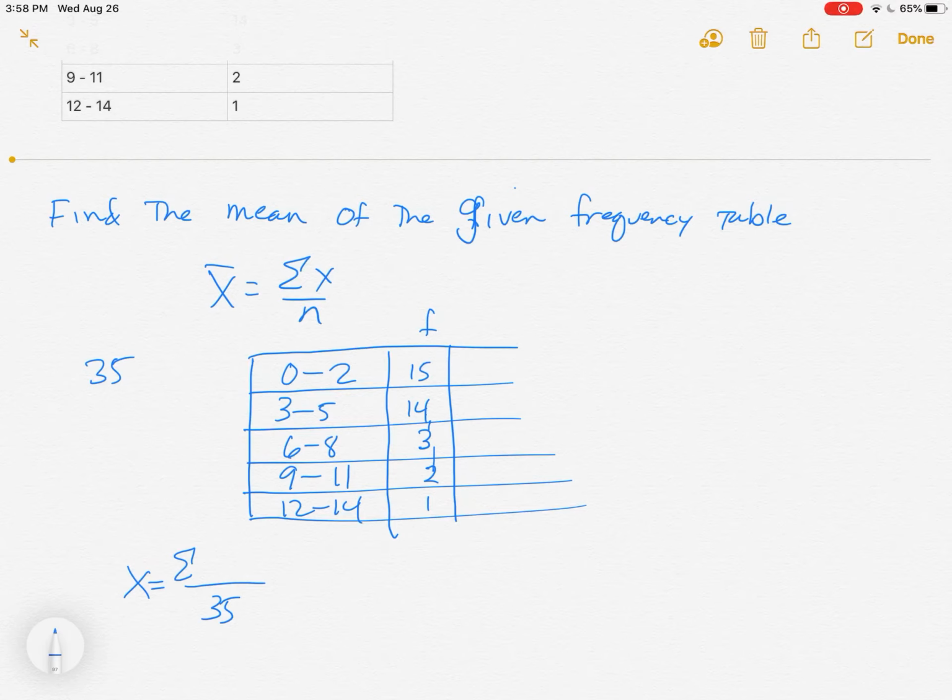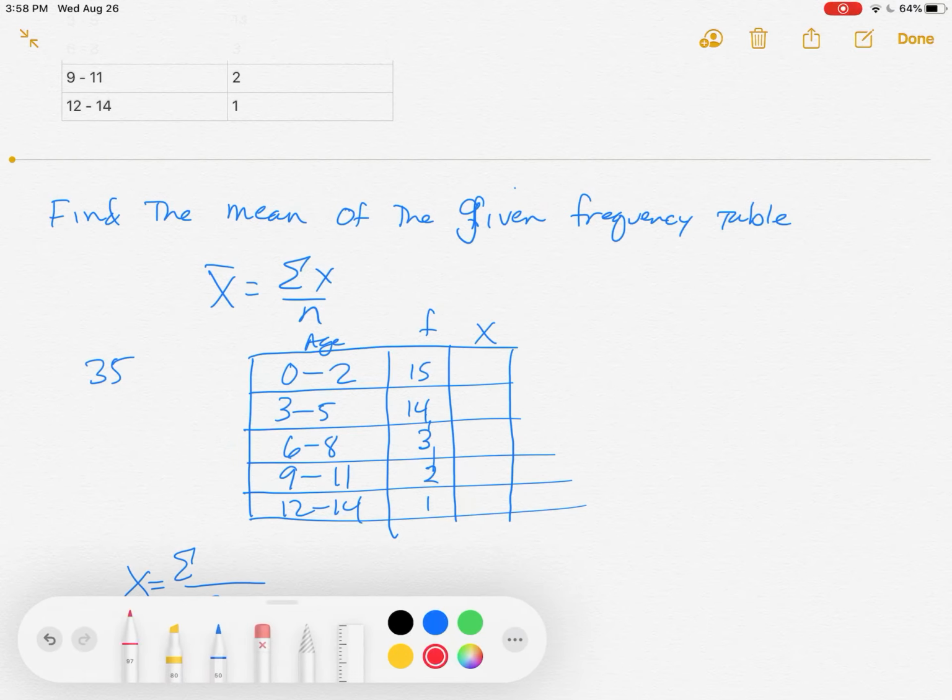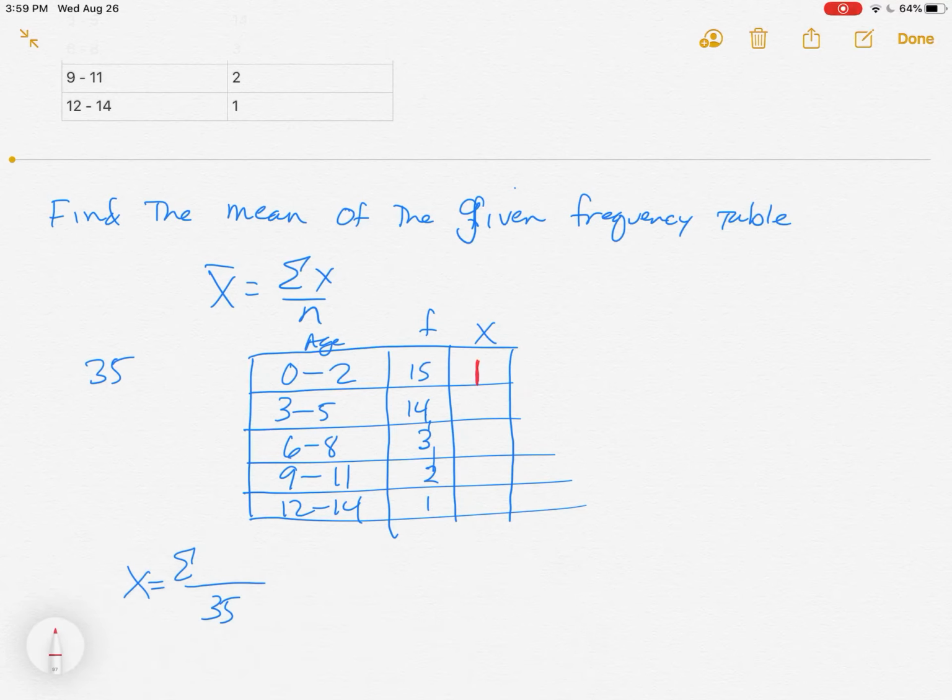We have no idea what these 15 values really are, but we do know where they're bound. So what do we do? Well, I go right in the middle. And I'm going to put an x up here. Now x represents a data value, and just for emphasis I'm going to come in here in a different color. I'm going to put a 1. Now what is 1? 1 is the midpoint of that first class. So this right here is the midpoint.